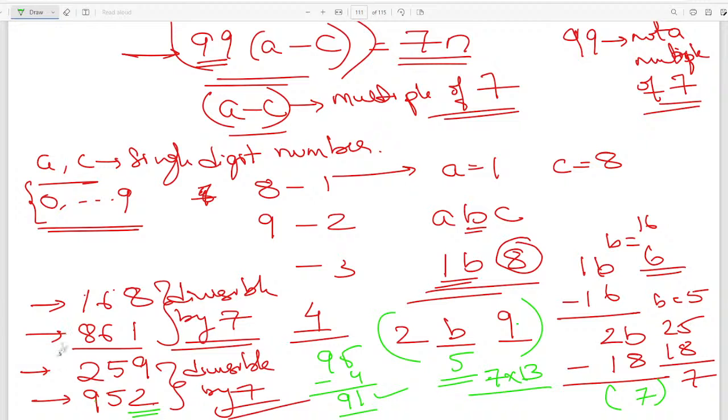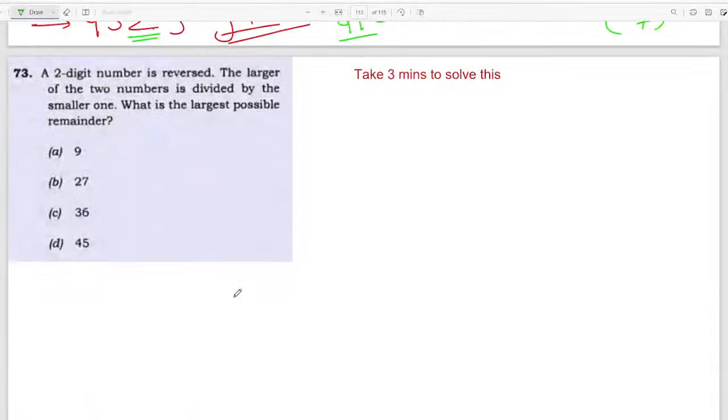We'll move to the next question then, if everything is clear. So take 3 minutes to solve this question. 3 of them have got option A and 1 has got option D. We'll see how to go about this question here.